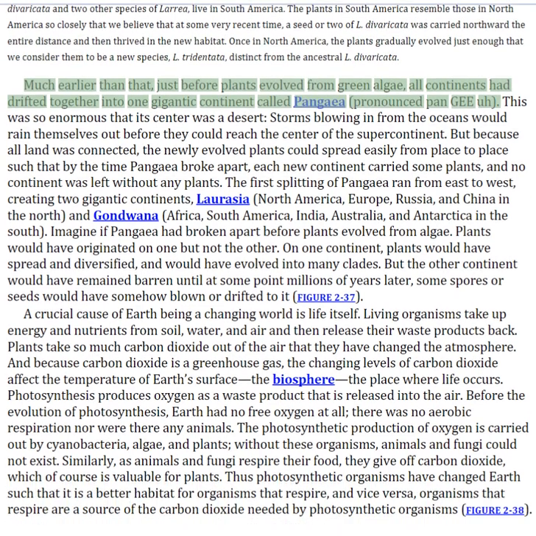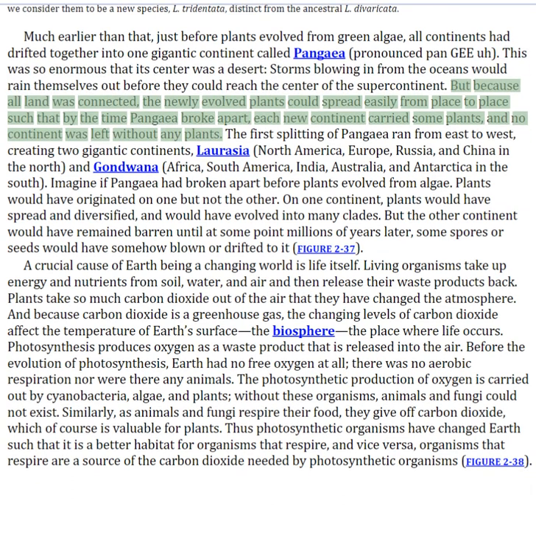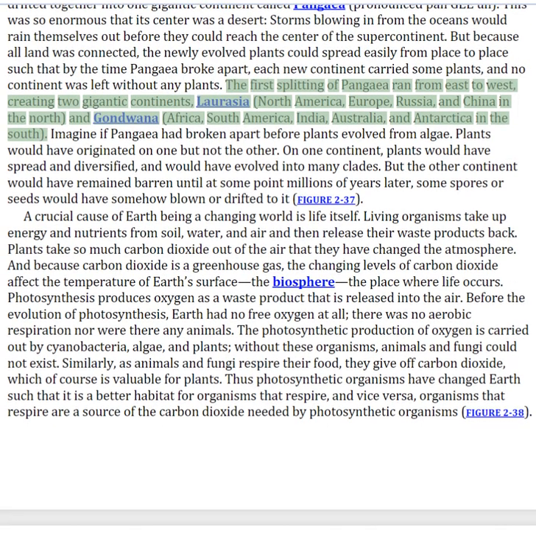Much earlier than that, just before plants evolved from green algae, all continents had drifted together into one gigantic continent called Pangaea. This was so enormous that its center was a desert. Storms blowing in from the oceans would rain themselves out before they could reach the center of the supercontinent. But because all land was connected, the newly evolved plants could spread easily from place to place such that by the time Pangaea broke apart, each new continent carried some plants, and no continent was left without any plants. The first splitting of Pangaea ran from east to west, creating two gigantic continents, Laurasia and Gondwana.